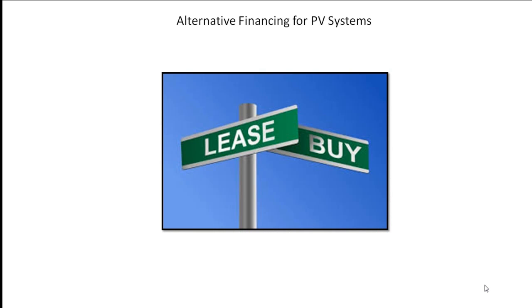Alternative financing of PV systems. Not everyone has access to the money required to purchase a PV system, even with incentives, or wants to incur that kind of debt. If you are one of these people, there are some alternative financing mechanisms that could still make your dreams of a PV system come true. That is, a power purchase agreement and leases.